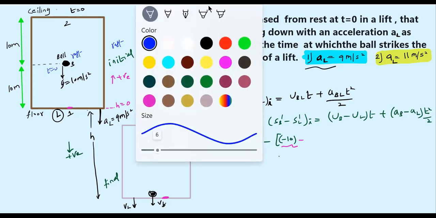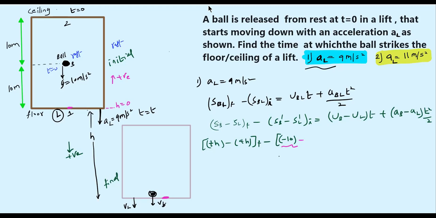Let me increase the font size. Minus of this one. What is the left initially? Now you have to ask questions of why you are writing this 0. I'm taking this reference. Where is the floor of the lift at equals 0? At H equals 0 only. So I'm taking this floor as 1.